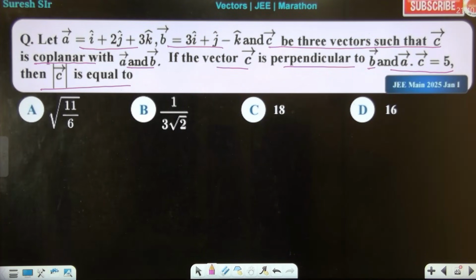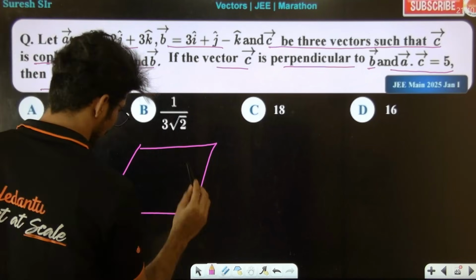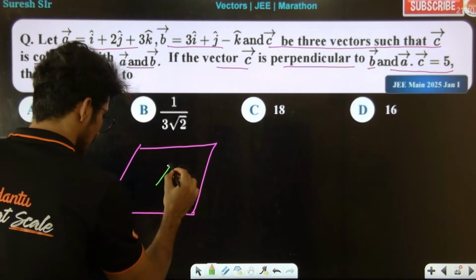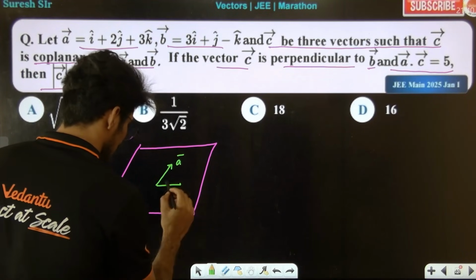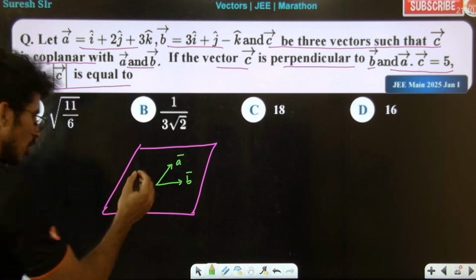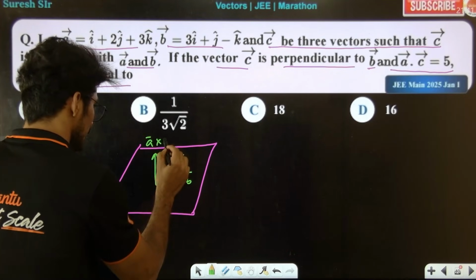Sir, C is coplanar with A and B means what? What do you mean by that? How do we deal with this? So let me draw one rough diagram here. This is the plane. Here is the A vector. This is the B vector, somewhere like this. Obviously this is going to be A cross B. Yes or no?